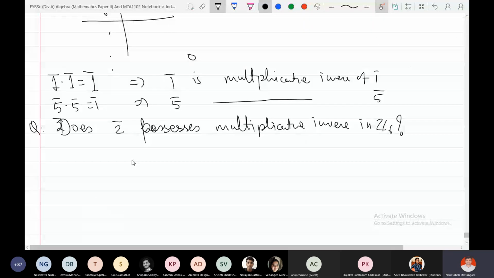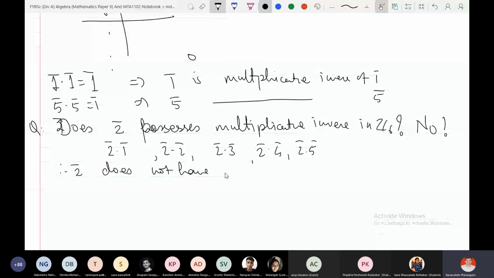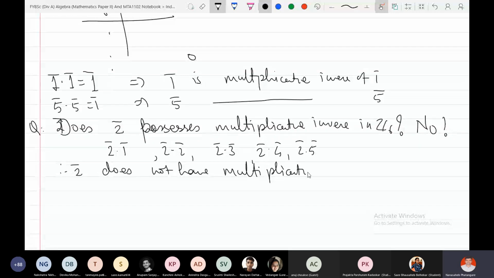No. You just try 2 bar with 1 bar, 2 bar with 2 bar, 2 bar with 3 bar, 2 bar with 4 bar, and 2 bar with 5 bar. So you try all possibilities, and we will not get 1, right? So the answer is no. There is nothing. So 2 bar has no multiplicative inverse in Z6.